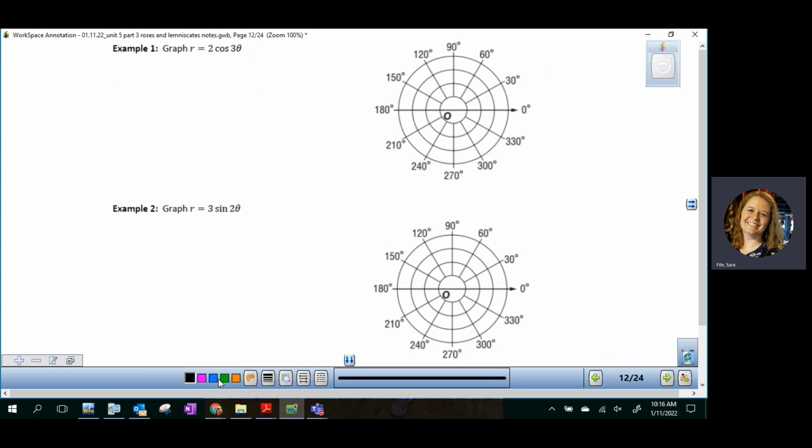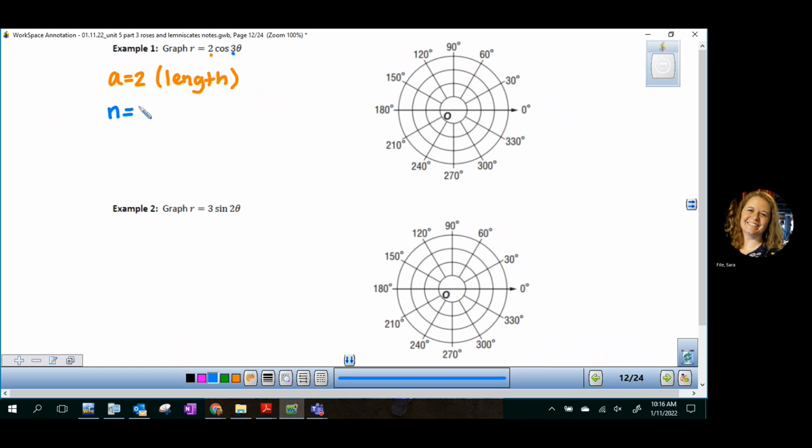We're given the equation and we want to graph the rose curve. Okay, so I'm going to first identify a, and that tells me what about my rose? The length. Good. So the petal length is 2. And then I'm going to identify n. What's that going to tell me? Okay, since n is 3 here, 3 is an odd number. What does that mean? There are 3 petals. Good.